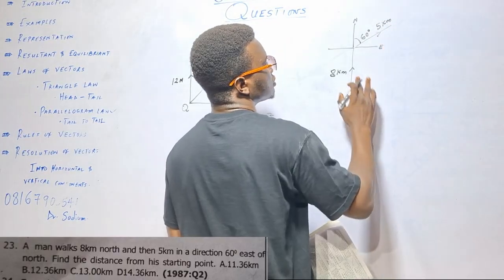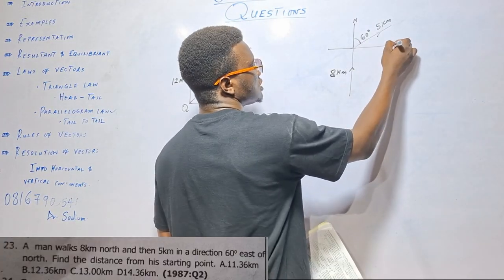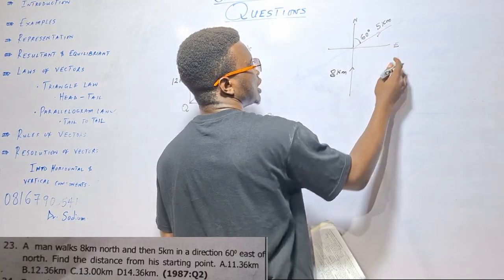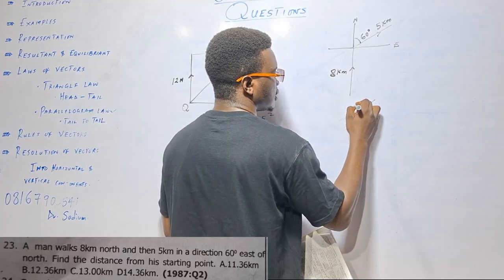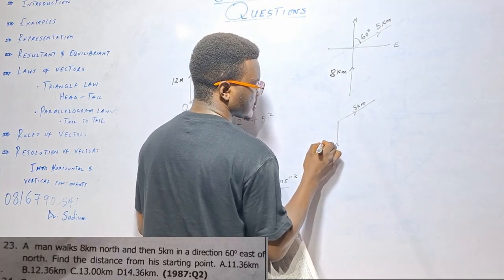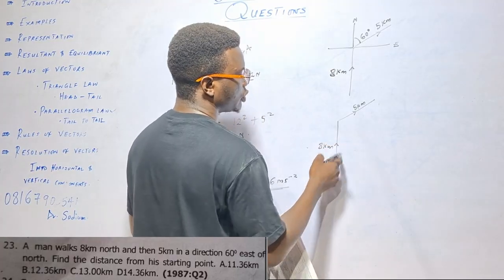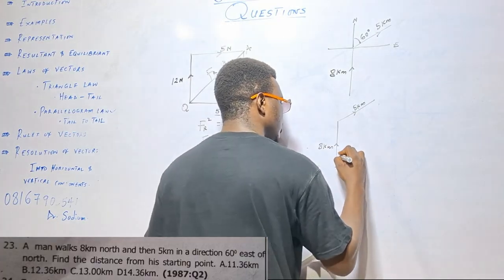That's what 60 degree east of north means. So he moved 5 kilometer 60 degree east of north. So that's east, then the angle is to the north, 60 degree. So trying to draw it out again for you to see. The magnitude is 5 kilometer 60 degree east of north, then 8 kilometer to the north. So you can see that they are now moving head to tail.